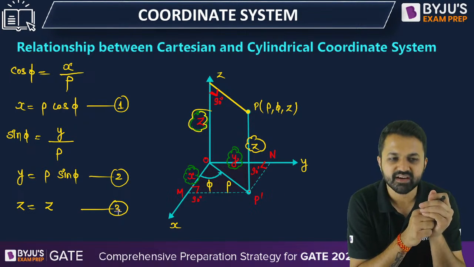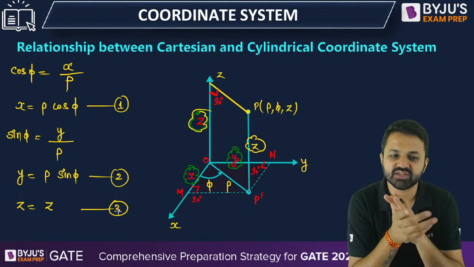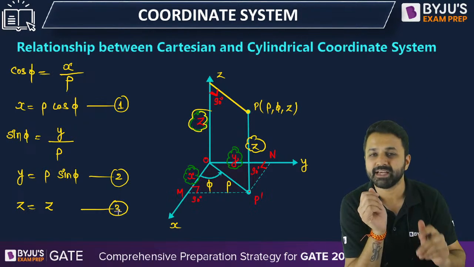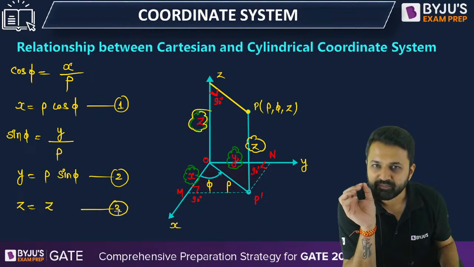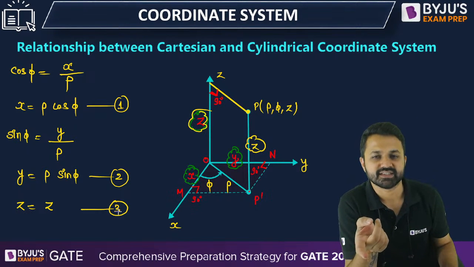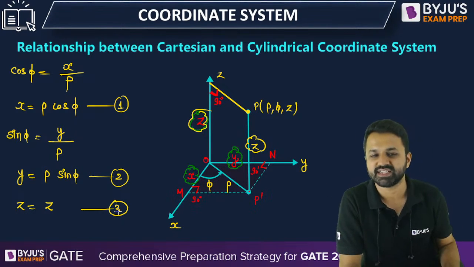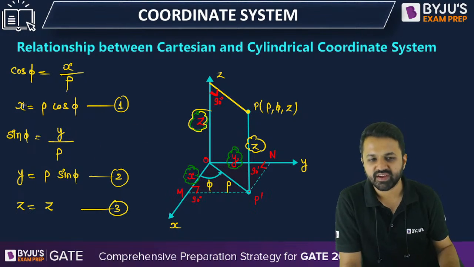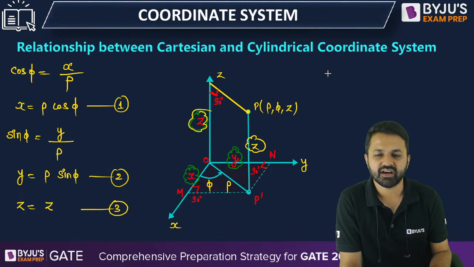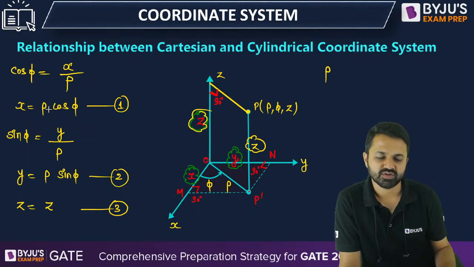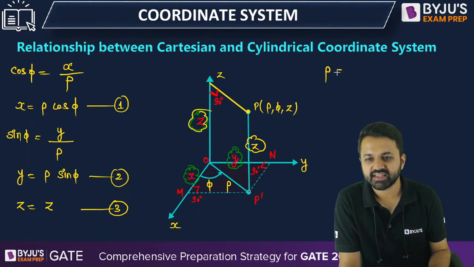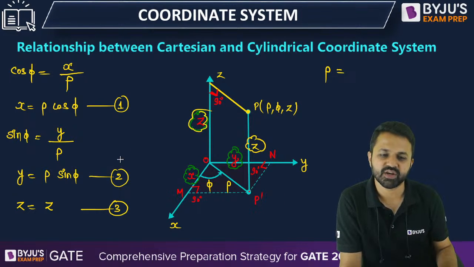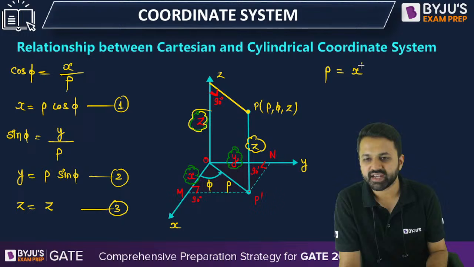So what you are getting here: x is equal to rho cos phi, y is equal to rho sin phi, and z is equal to z. That means if you know the parameters in the cylindrical coordinate system, then you can convert it into the Cartesian coordinate system by using these three relations. Now if I want to calculate rho, phi, z, then this rho will be, if I add equation number 1 and 2 after squaring, I will get x square plus y square and root over it. This is equation number 4.